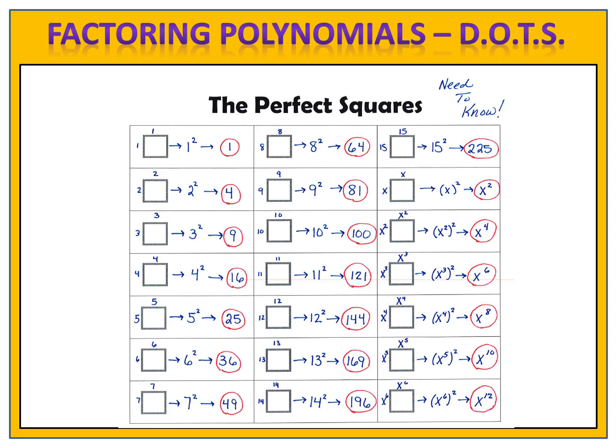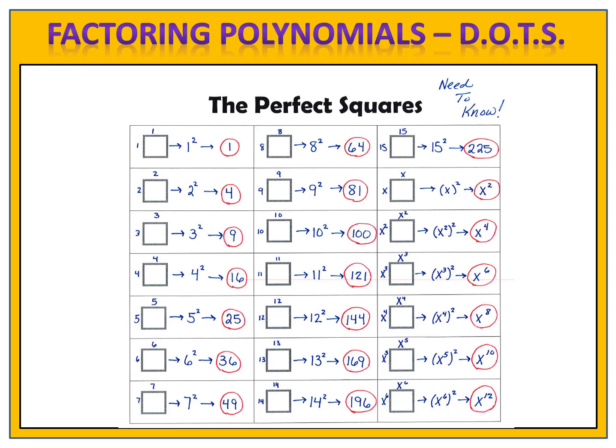Variables can also be perfect squares. X times x is x squared, a perfect square. X squared times x squared is x to the fourth, a perfect square. X to the third times x to the third is x to the sixth. X to the sixth is a perfect square.